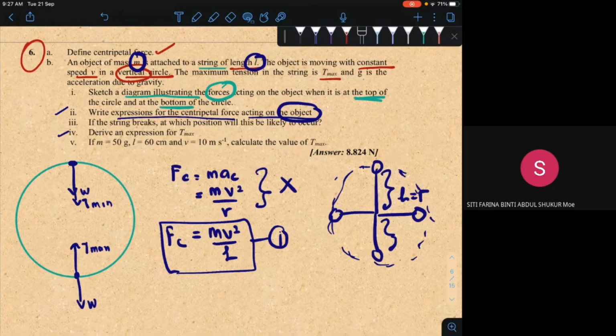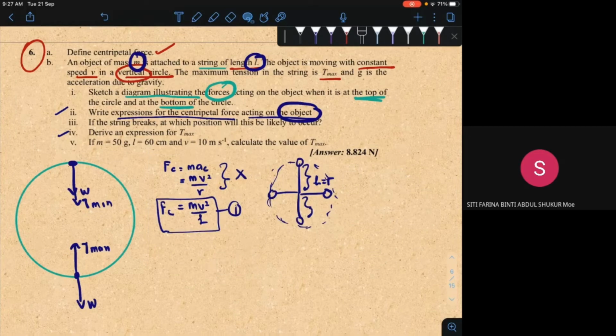So the next question here, if the string breaks, at which position will it likely to occur? Okay, dekat mana dia akan terputus sebenarnya? Okay, your string will break when it experience maximum tension lah. Bila tension kamu dah paling maksimum, dia akan mula putus. Kalau dia mampu withstand the tension, dia tidak akan putus.